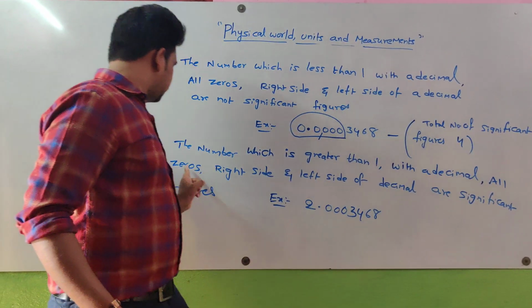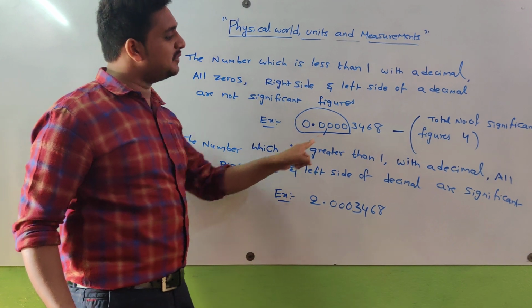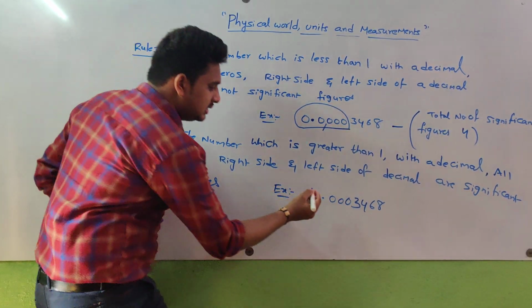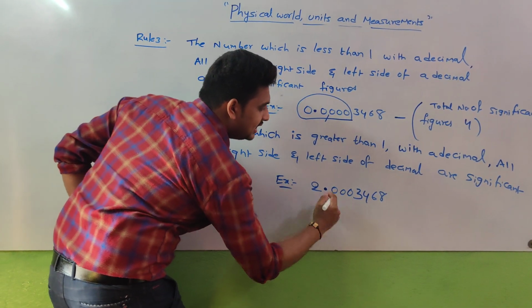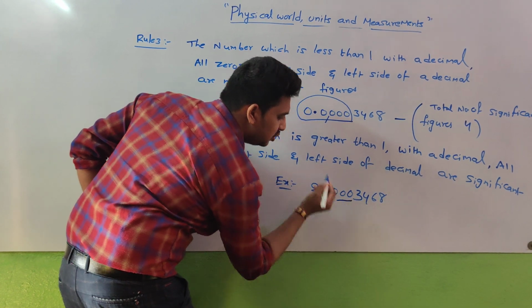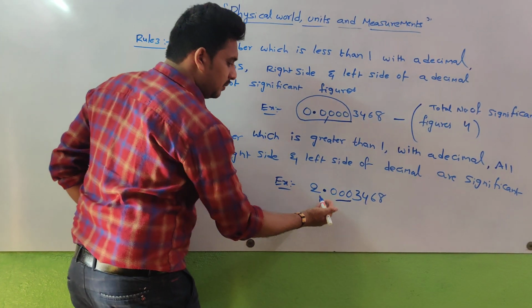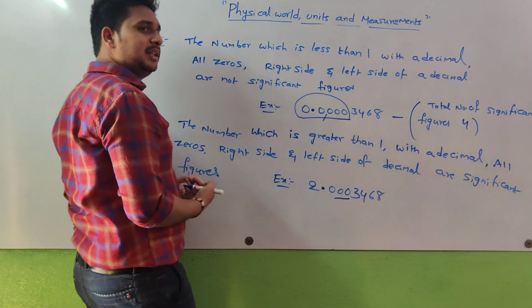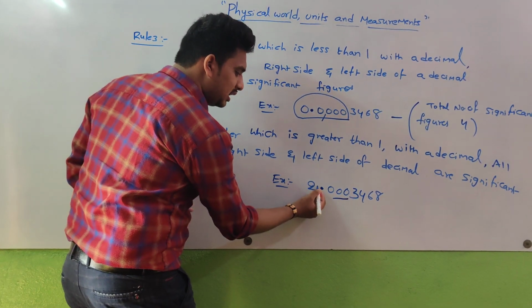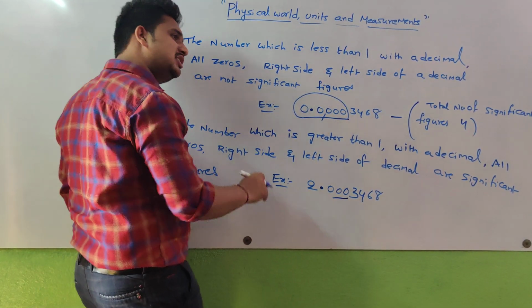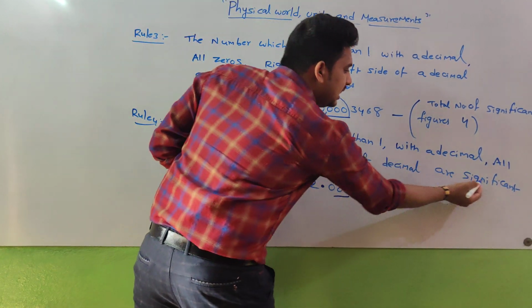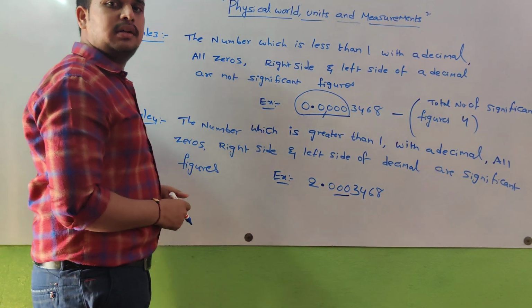All zeros right side and left side of a decimal. This is a decimal one. Right side of a decimal means these zeros, and left side of a decimal means, for example here 1 0 is there, means we are considering that 0 also as a significant figure.